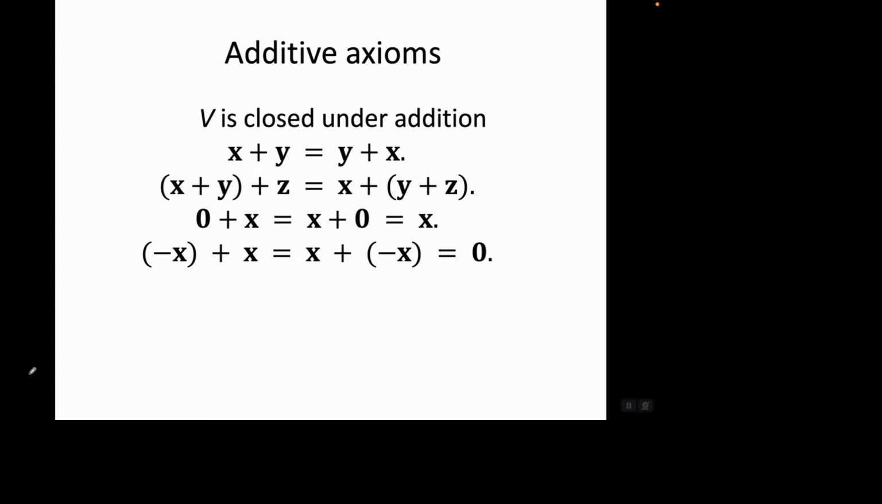V is closed under addition. x plus y equals y plus x, that's commutativity. (x plus y) plus z equals x plus (y plus z), that's associativity. 0 plus x equals x plus 0 equals x, where 0 here is the 0 vector. The opposite of x plus x equals x plus the opposite of x equals 0.